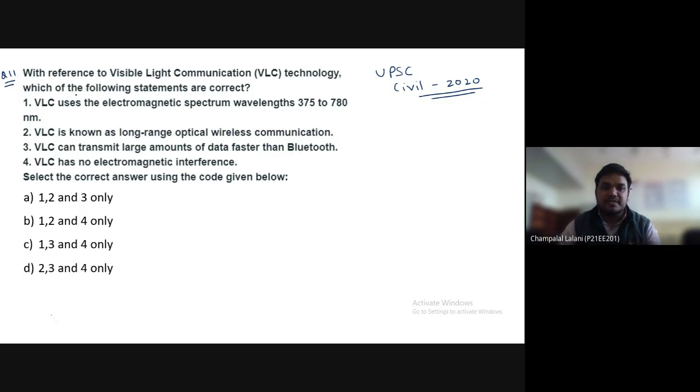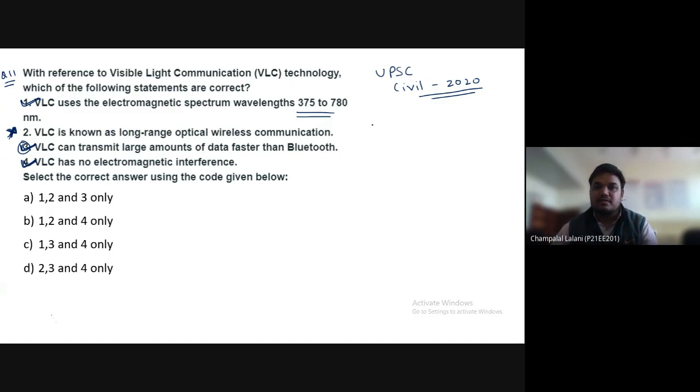Yeah, someone has given the answer, and that is correct. As you know, the visible light spectrum is somewhere between 375 to 780 nanometers, so obviously this one is correct. If we talk about option 3, VLC can transmit a larger amount of data faster than Bluetooth. Yes, we have seen that it can transmit data in Gbps, Mbps. It has no electromagnetic interference, which is also correct. But the option saying it is known as long range optical wireless communication is not correct.